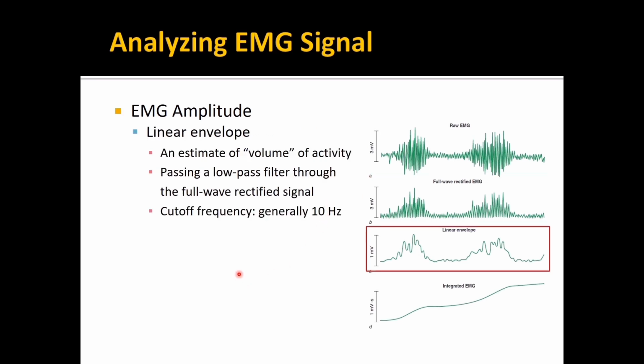Next one is a linear envelope. So this is this one, okay, this figure, the linear envelope. An estimate of volume of activity can be obtained using a linear envelope. It can be obtained by passing a low pass filter through the full wave rectified signal, and the cutoff frequency is generally set at 10 Hz.